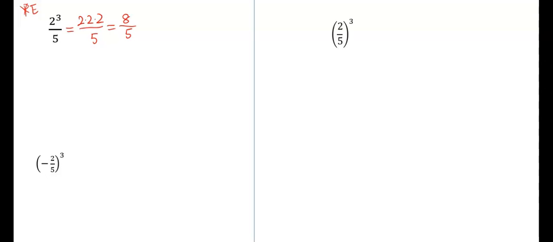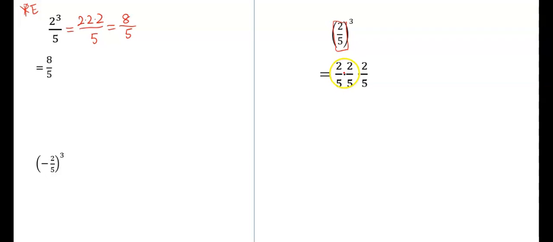So you can leave it as an improper fraction. You don't even have to change it to a mixed number. So next, we're going to look at this fraction. Now, notice we have a pair of parentheses. So we're going to do 3 copies of whatever is in the box. Parentheses are treated like a box. So we have 2/5, so we're going to do 3 copies of 2/5.